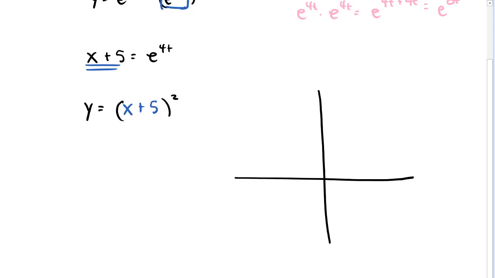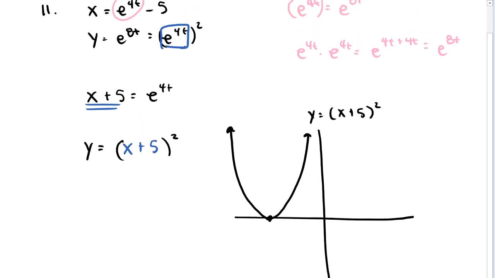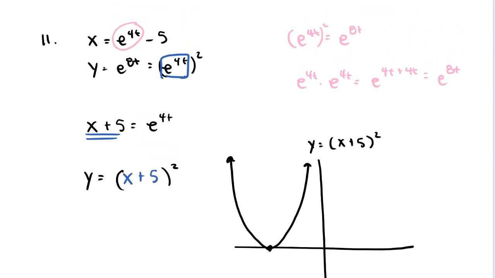And this is one that's shifted to the left 5 units, right? So here it looks something like this. This is the graph of y is equal to x plus 5 squared. Now, what's the graph of our parametric equations?